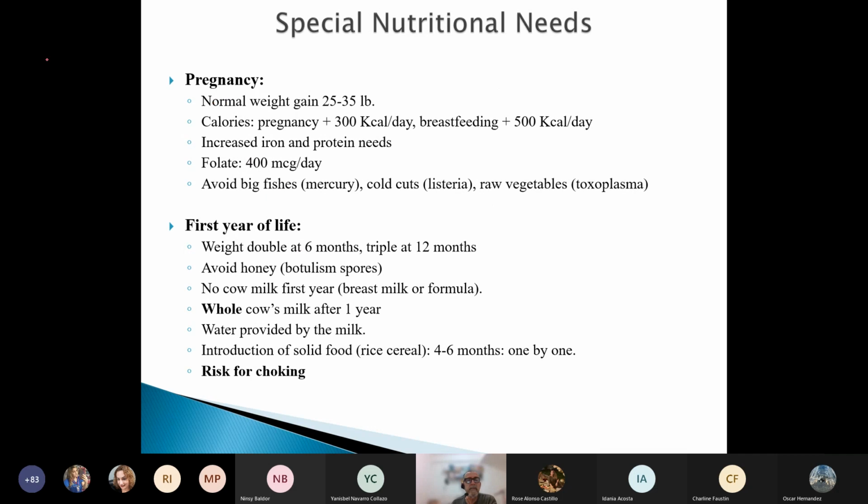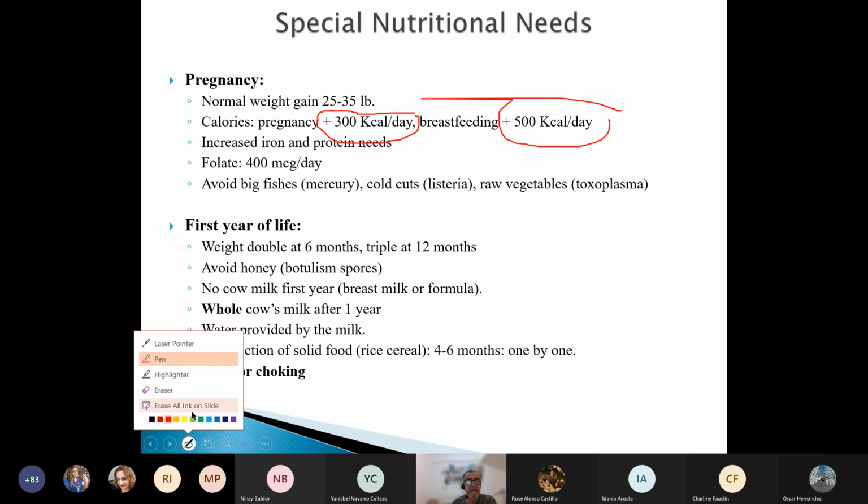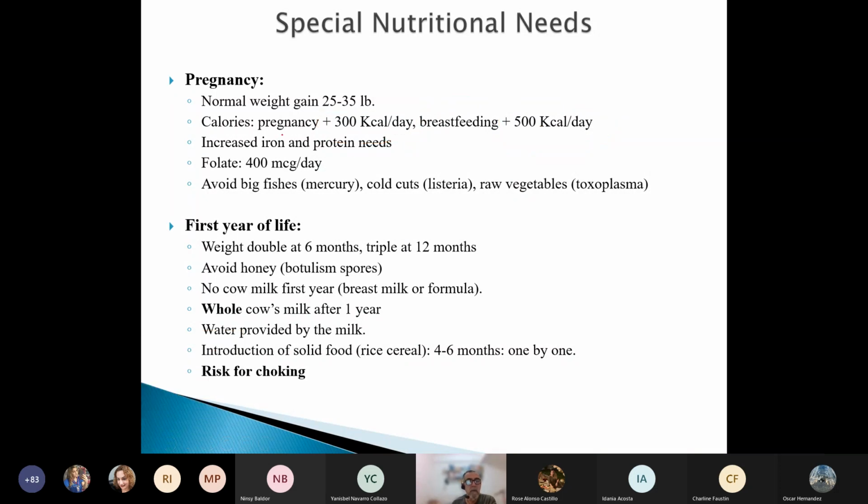As I said before, pregnancy requires increments of calories. And they ask how many calories, okay? So in the first half of the pregnancy, 300 extra. In the last part of the pregnancy and while breastfeeding, 500 calories. This is an accepted value by the book and by whatever has been tested.